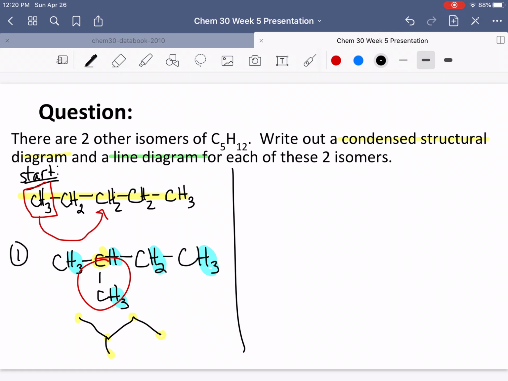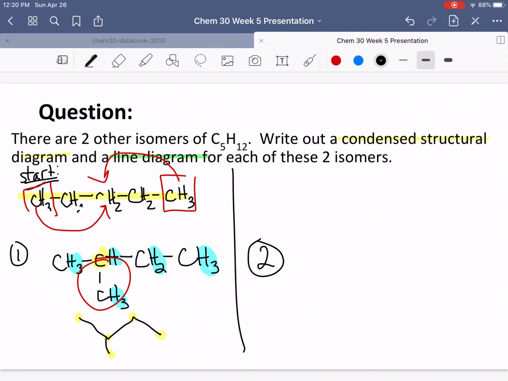Second one. Now, same thing. Think about that starting point where you've got the 5 carbons all in a row, right? This guy. But instead of us moving that first carbon where we did, now I'm going to move it into the middle. And I'm also going to do something funny and move this one over. Ooh, that changes things a little bit.